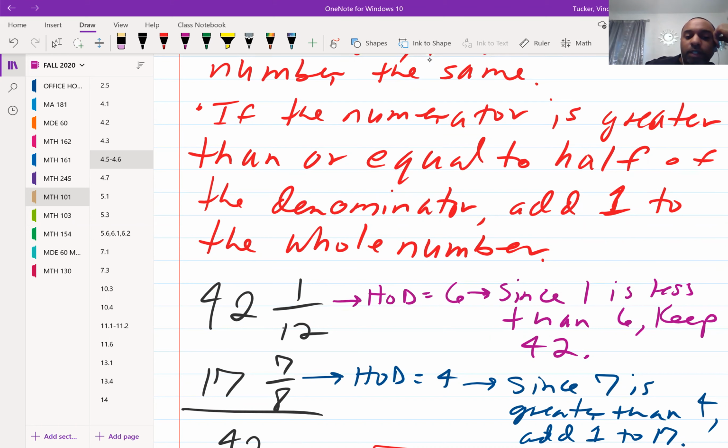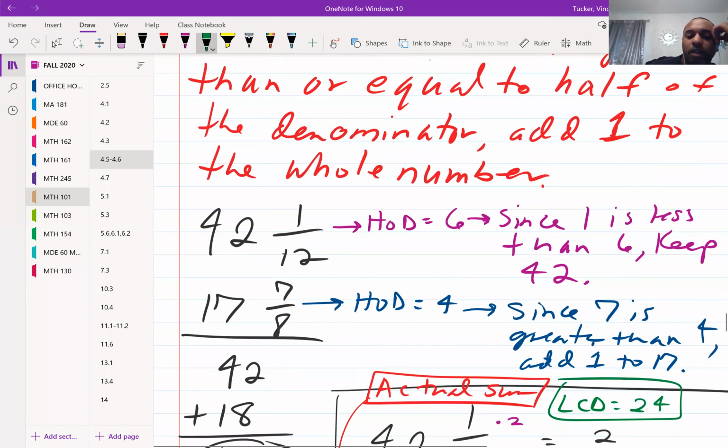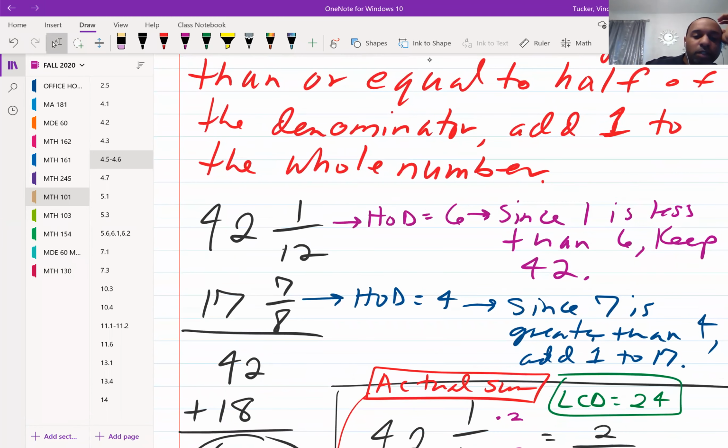Now looking at 17 and 7/8, once again, take half of your denominator. In this case is 4. Compare the 4 to the numerator. Since 7 is greater than 4, you add 1 to the 17, and that will be 18. So you see right here, the 42 stayed the same, and we added 1 to 17, which made it 18.